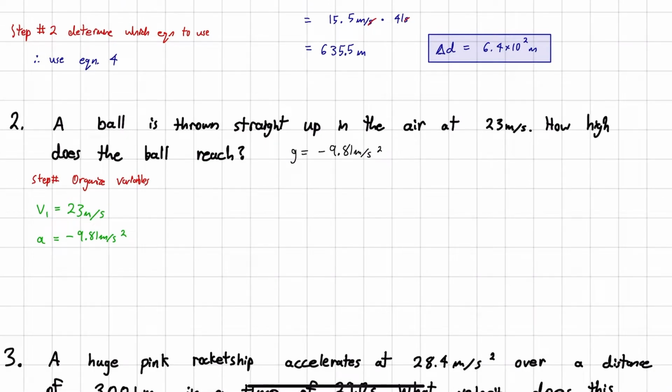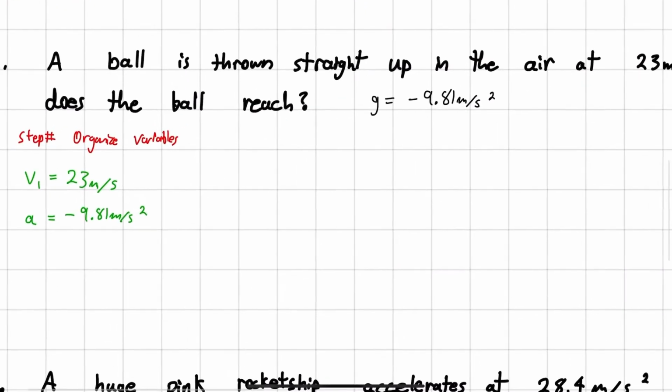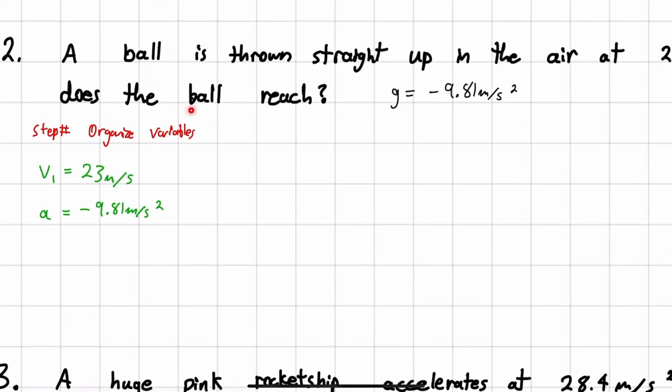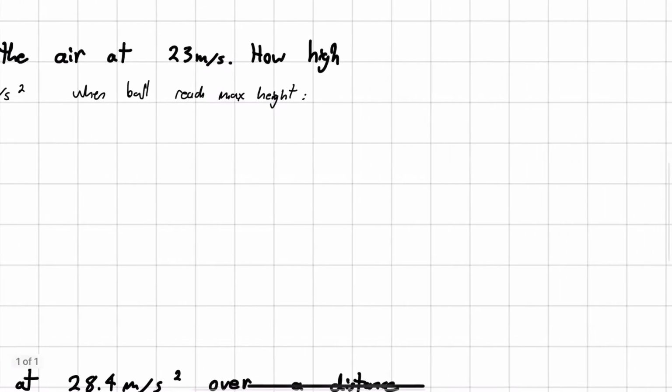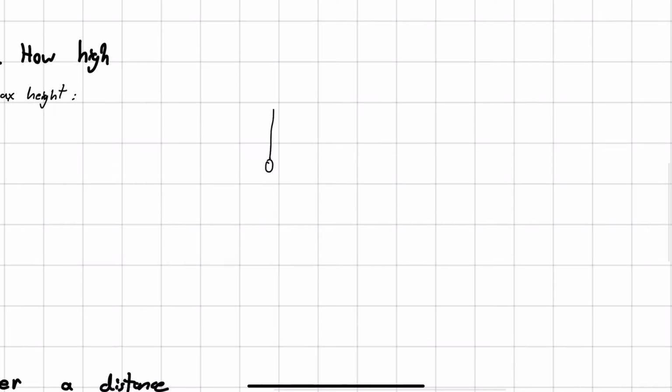Well, reading the question again, a ball is thrown up straight in the air, 23 meters per second. How high does the ball reach? What we know here is when the ball reaches max height, you can draw a little diagram of this. The ball is thrown straight up in the air, and then it comes back down.